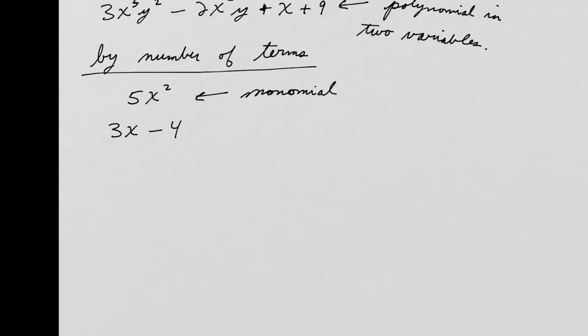So it's a polynomial with two terms. You can probably guess what this is. This is a binomial, right? Two terms, binomial. If it has three terms, let's say this polynomial, x squared plus 9x minus 3. Again, you can probably guess what we call this. This is called a trinomial.